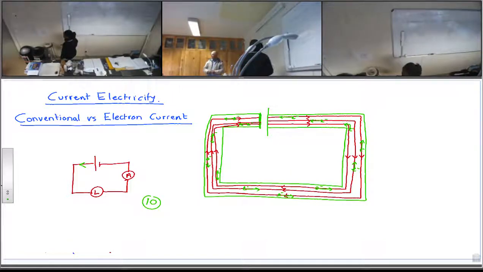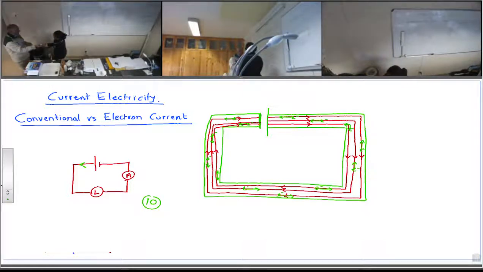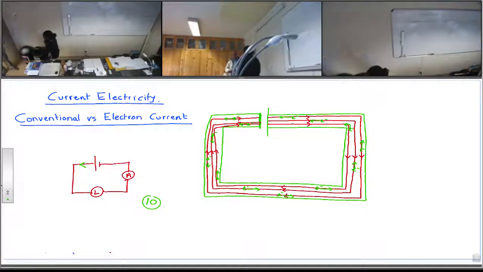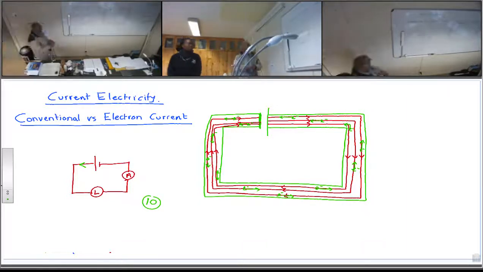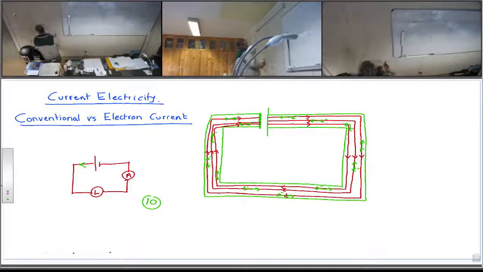Is she right? Conventional current. Are we talking about conventional current or electron current? Is there a difference? What is conventional current? Okay, let's have a look at this whole thing and where this whole debate came from. How long have we got? 10 minutes.